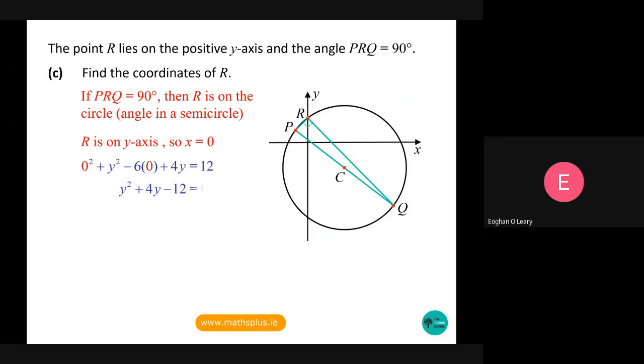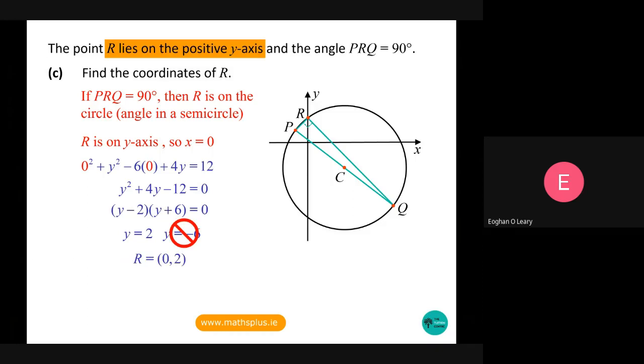Knowing our equation of the circle, which we had at the very start, we can sub in 0 for x. We're down to a quadratic. We solve for y. But we know the y cannot be equal to -6 because it's on the positive side. So we have an answer, and my answer is y equals 2, and then my point is 0, 2. Okay, find the coordinates of R, and that was a 10-mark question.